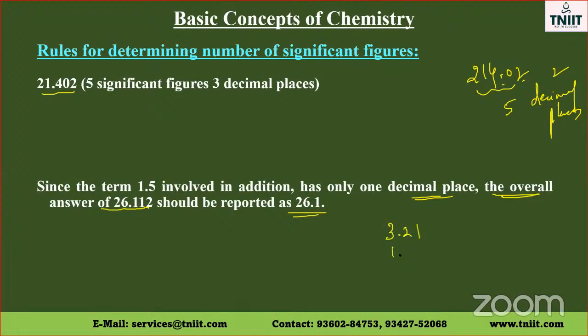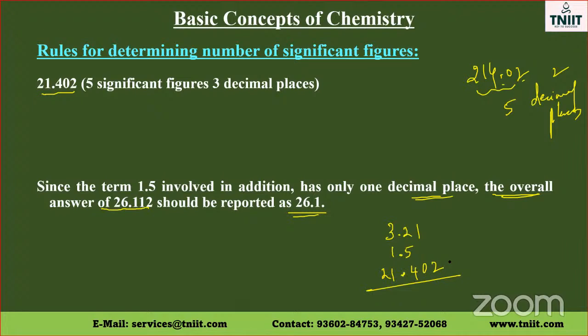The second one is 1.5. The third number is 21.402. You have to add these 3 numbers. Now here you can see the significant figure is 3. The number of decimal places is 2. Here significant figure is 2. Number of decimal places 1. Here the significant figure is 5. Number of decimal places 3.